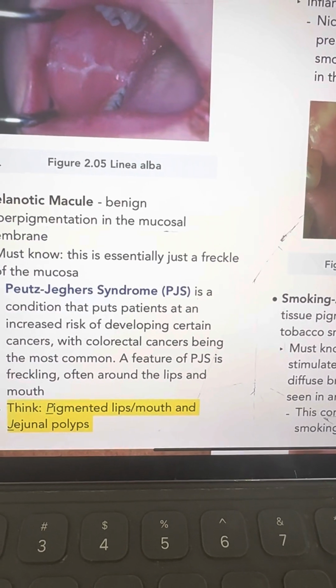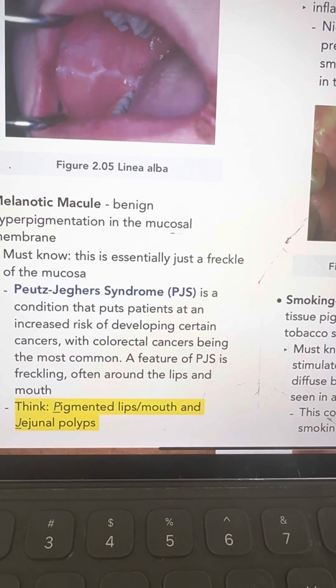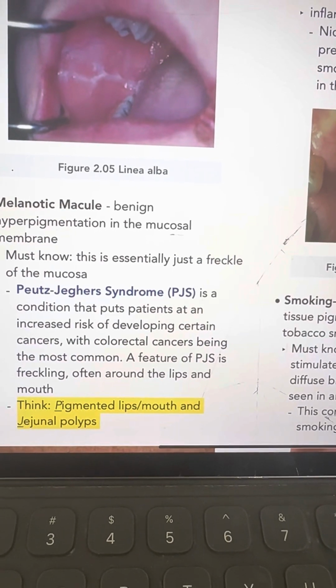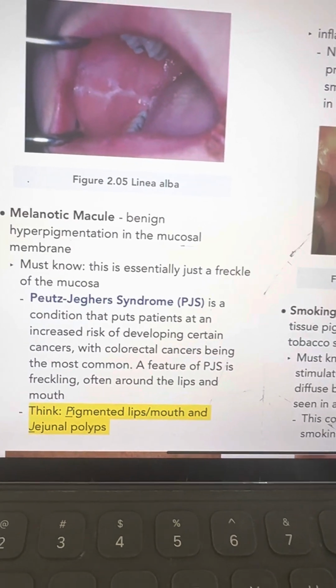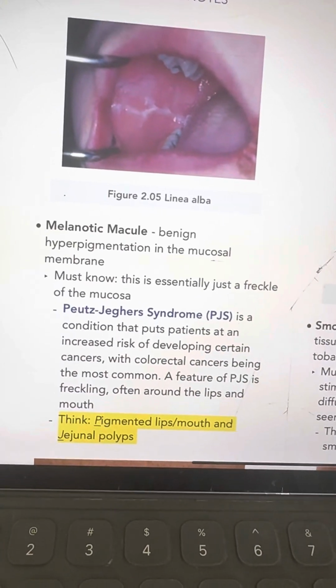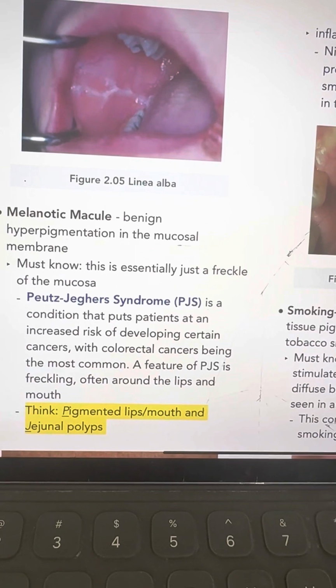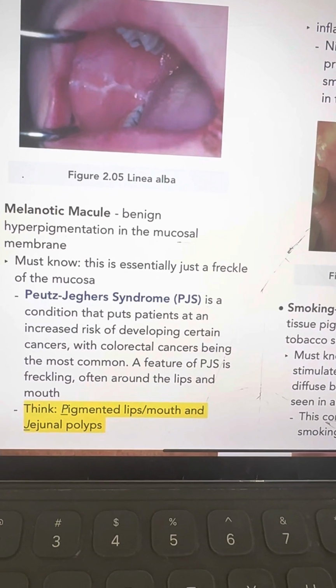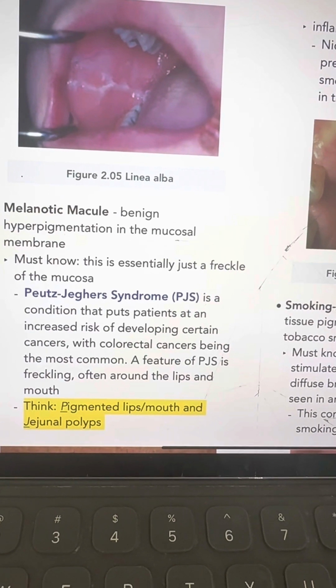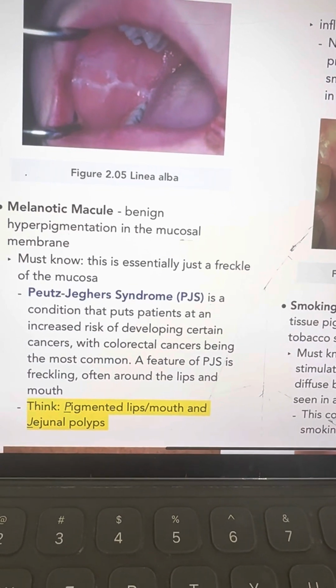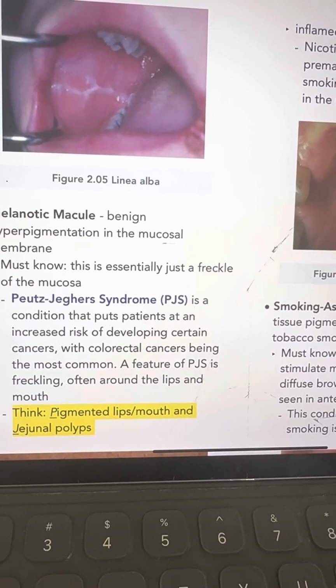Peutz-Jeghers syndrome, PJS, is a condition that puts patients at an increased risk of developing certain cancers, with colorectal cancers being the most common. A feature of PJS is freckling, often around the lips and mouth, with pigmented lips, mouth, and genital polyps.